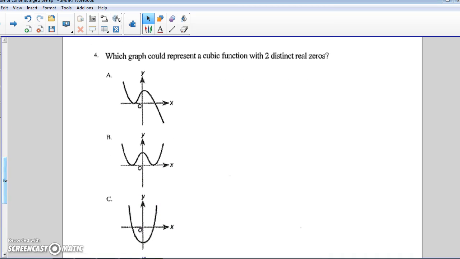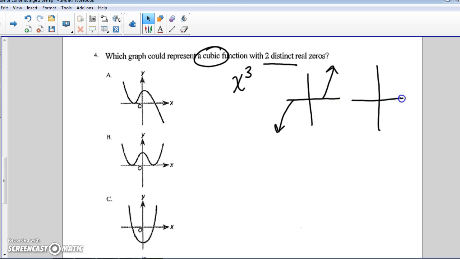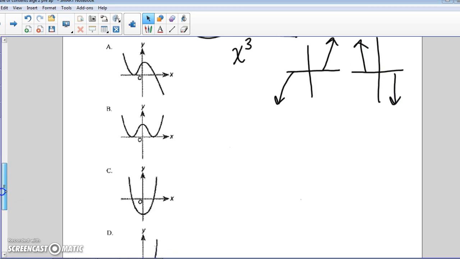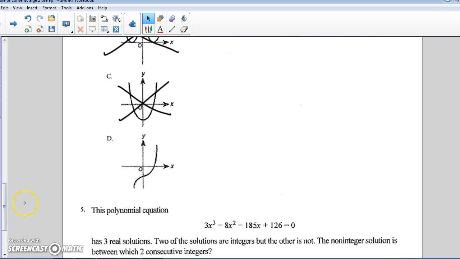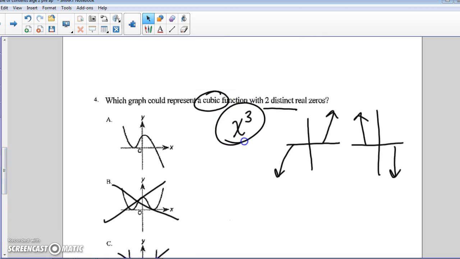Number 4, which graph could represent a cubic function with 2 real zeros? 2 distinct real zeros. Well, cubic is x to the third. So that means it's either going to have an end that goes down and then up, or an end that goes up and then down. Well, for that reason, we can eliminate B, because that's an x to the fourth, and C, which is x squared. So it's either A or D based on the rule about x to the third.